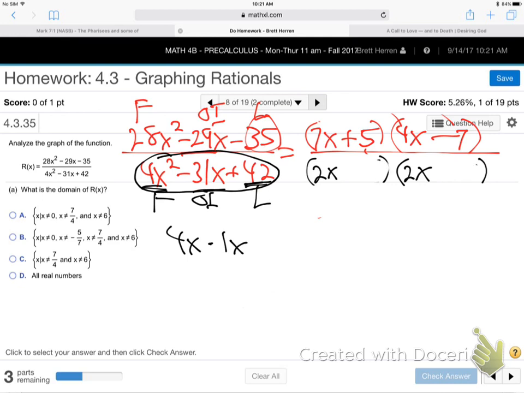Well, what else multiplies to be 42? I don't know, 3 and 14, I think? Yeah, can it be 3 and 14? Oh, wait.